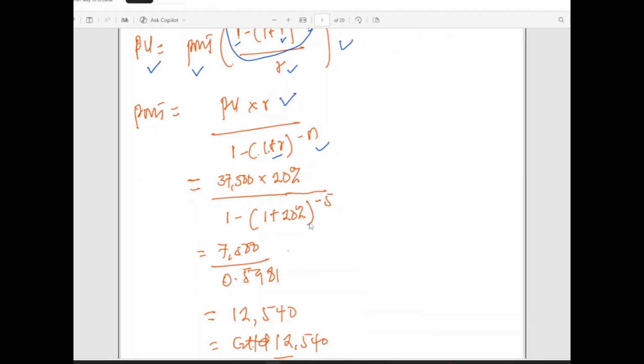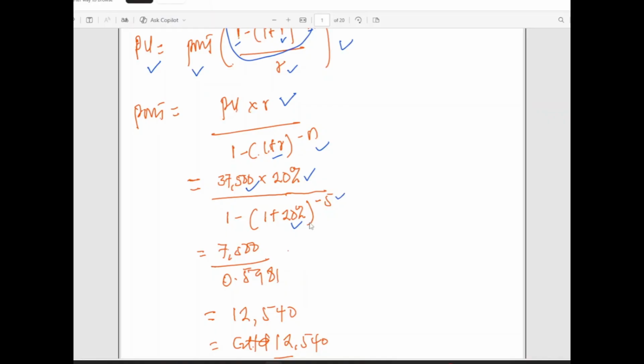After quoting this formula, you can now fix in the various values for each variable. We know that our present value, PV, is 37,500 times the interest of 20%, over 1 minus open bracket 1 plus 20% close bracket to the power minus 5. Here the 5 is the number of years.